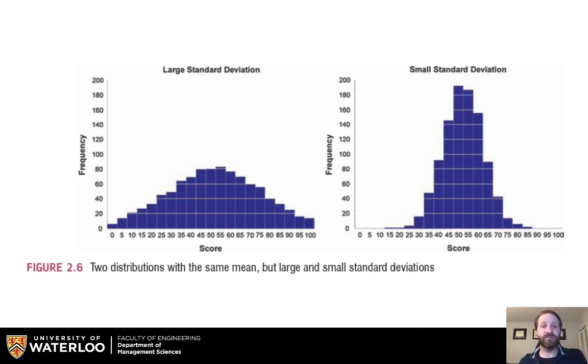So here we have histograms of two different distributions with the same mean, but large and small standard deviations. So again, these two numbers really give you a sense of how the variance of the data is represented. And so it really gives us a sense of how well this model, the mean, models the data.